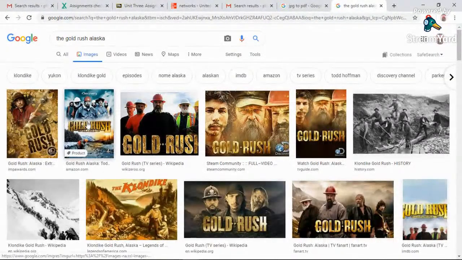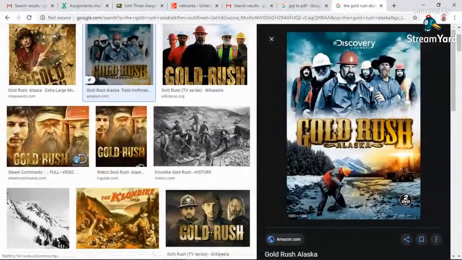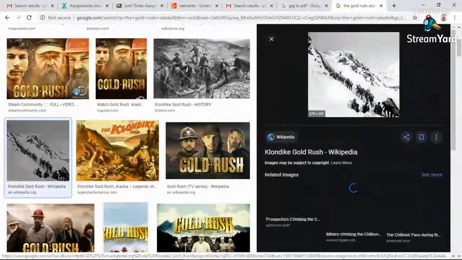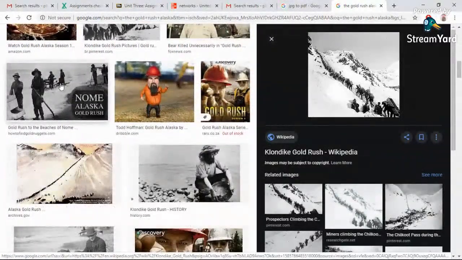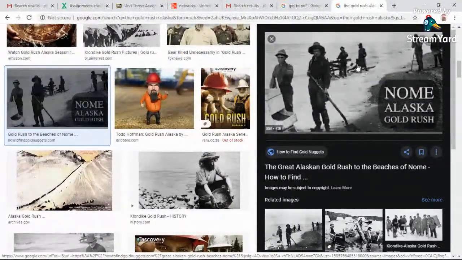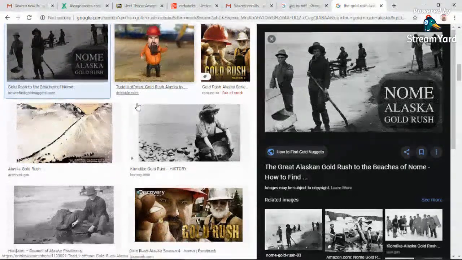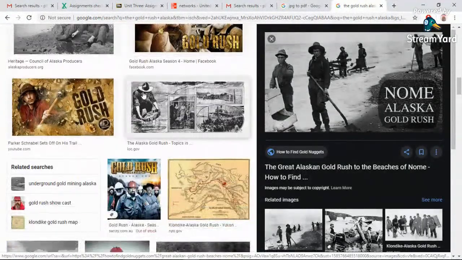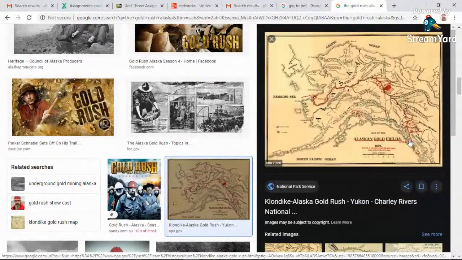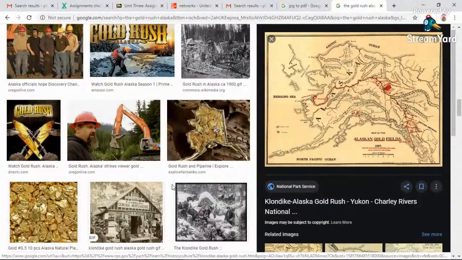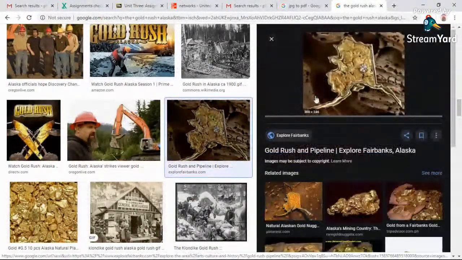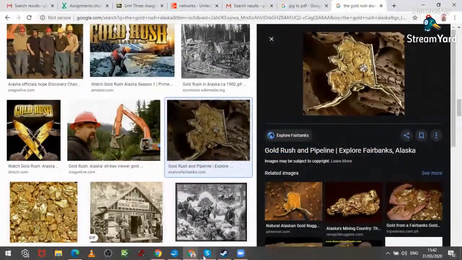And there's a show on Discovery about it. Here's some picture of people going up into the mountains to find gold. And it was not easy, guys. It was not easy. And like I said, many people died. And you can see here the trail that people would take in order to get up there. And it's the reason why Alaska eventually became a state, because people did move up there and some stayed. There's a lot of mosquitoes in Alaska, though.